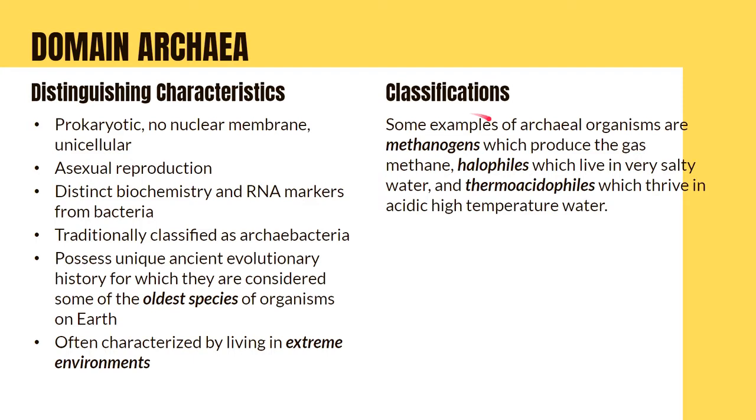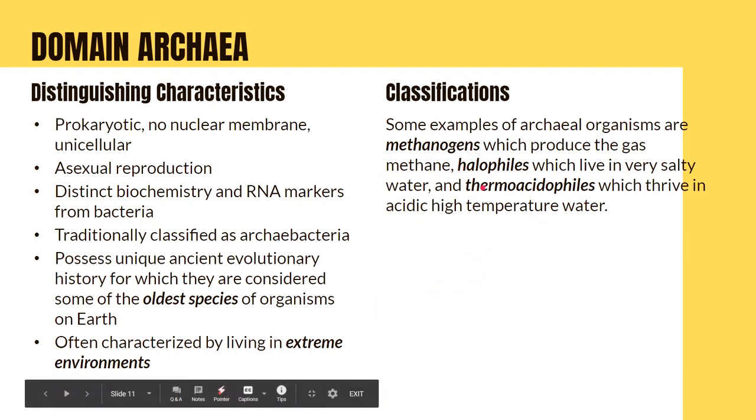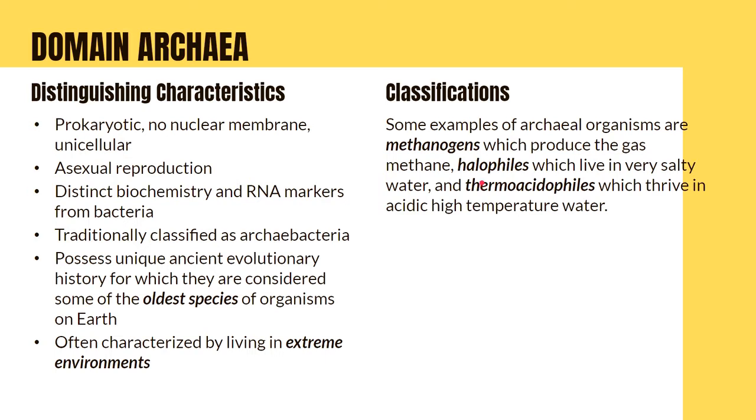So examples of those archaeal organisms are methanogens. They produce methane gas. They have halophiles, okay, which live in very salty water, salty lakes, salty environments. And we also have thermoacidophiles under this domain. They thrive in acidic, high temperature water. So these are the examples of extreme environments in which they live, and these are also the extreme environments when the Earth was quite young. These are the evidence that allowed scientists to note that they are the oldest species of organisms that we have.